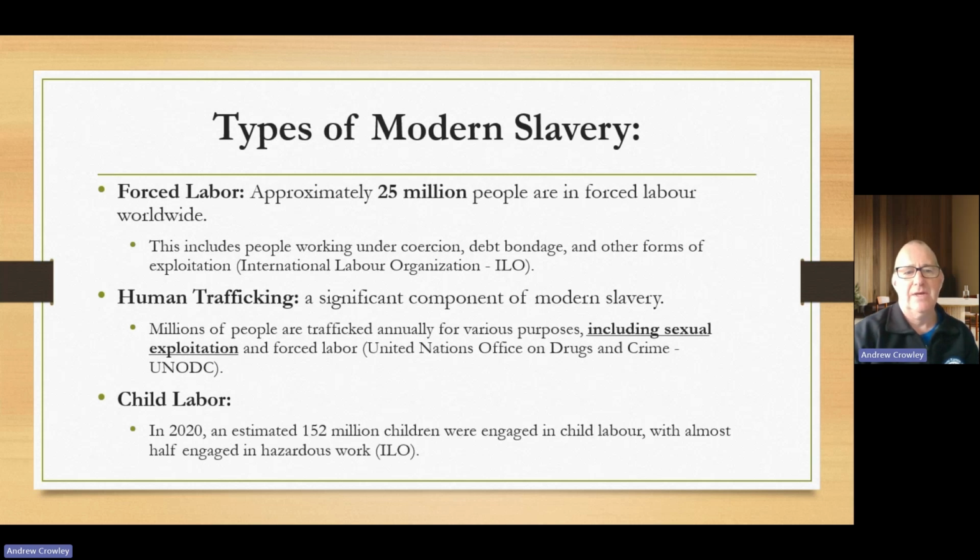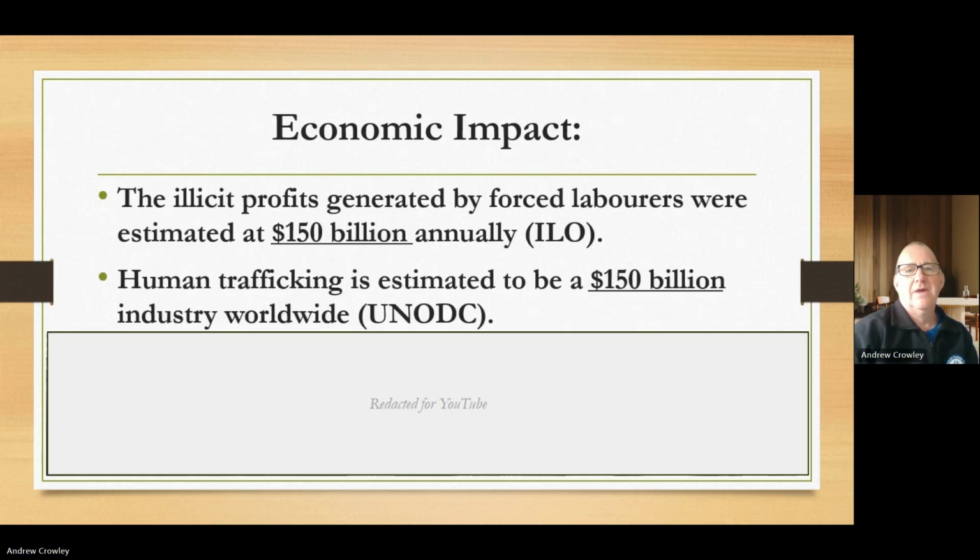There's child labour, and in 2020 it was estimated that 152 million children were engaged in child labour, with almost half engaged in hazardous work. The economic impact is that illicit profits generated by forced labourers were estimated at $150 billion annually. Similarly, human trafficking is estimated to be worth $150 billion worldwide.